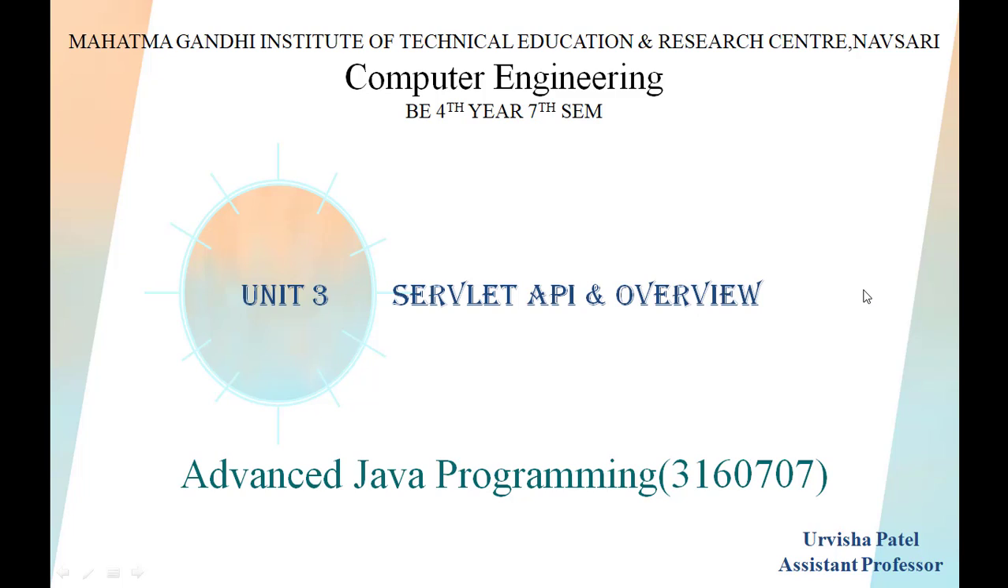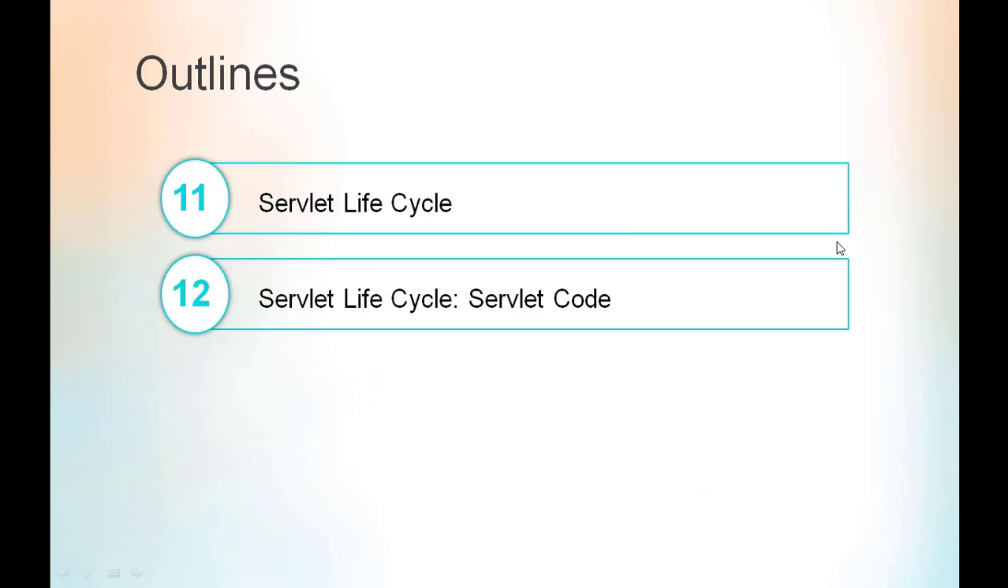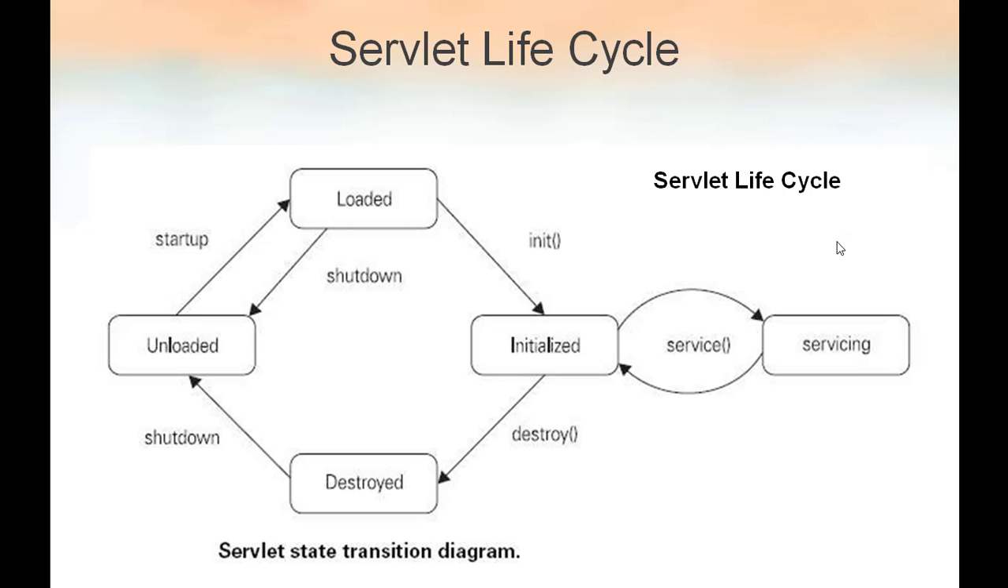We are continuing with unit number 3, Servlet API and Overview of the subject Advanced Java Programming. Subject code is 3160707. Today's topics are Servlet Lifecycle and Servlet Code of Servlet Lifecycle.